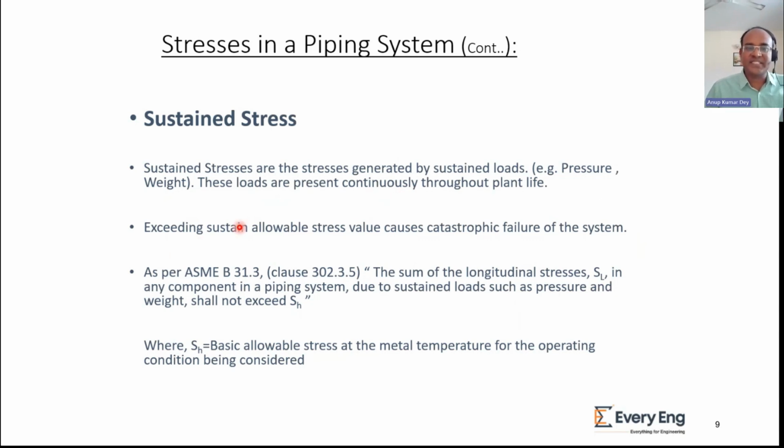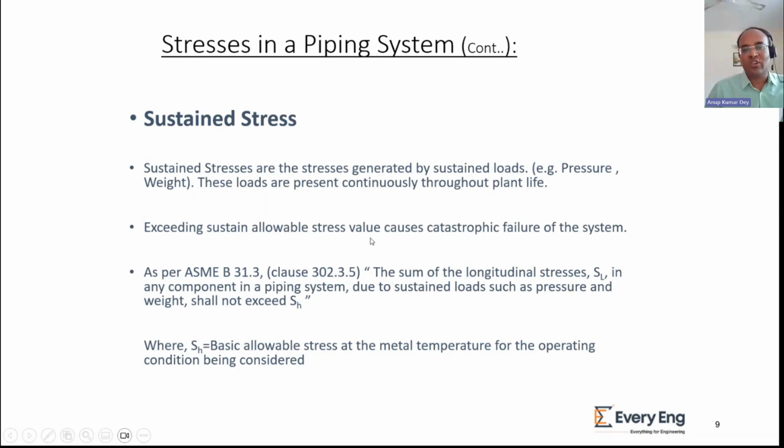Now, exceeding the sustained allowable stress value causes catastrophic failure of the system. If the sustained stress is more than allowable, then there is a possibility that the piping system will fail suddenly. A catastrophic failure may happen. Now, the code gives us the allowable value for this.